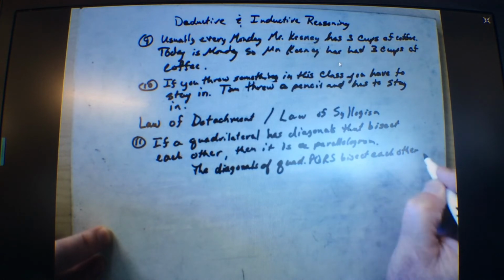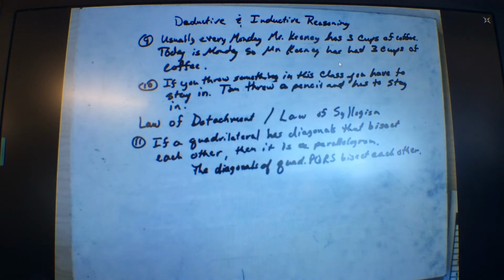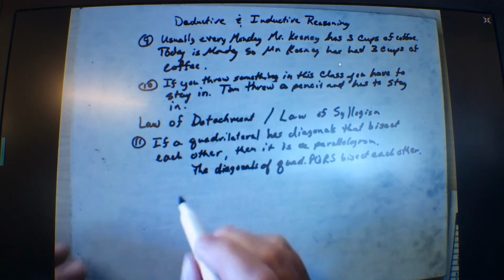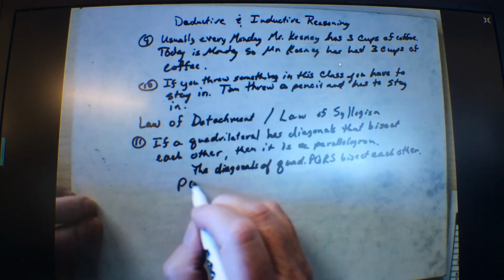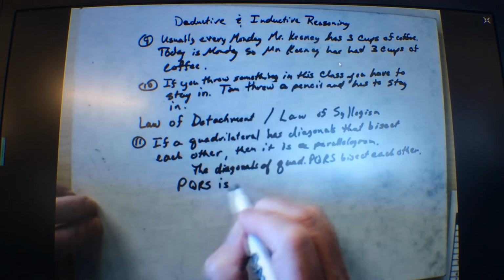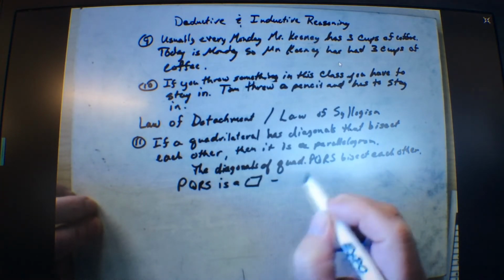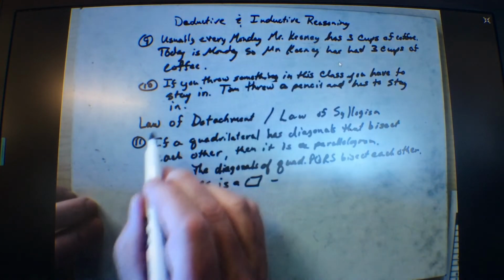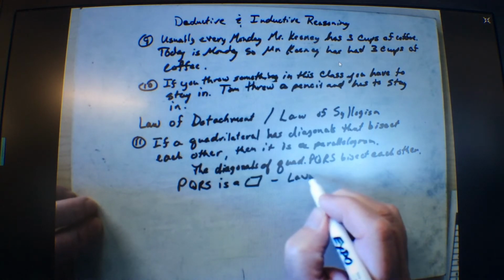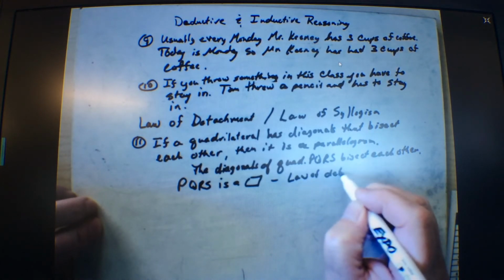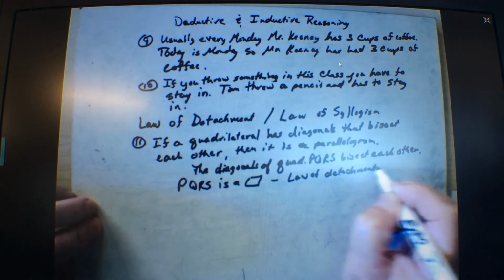Can you make a conclusion? Anybody? PQRS is a parallelogram. So PQRS is a parallelogram, isn't it? And what's the reasoning? Because if a quadrilateral has diagonals that bisect each other, then it is a parallelogram. Which one is it, law of detachment or law of syllogism? This is a law of detachment.